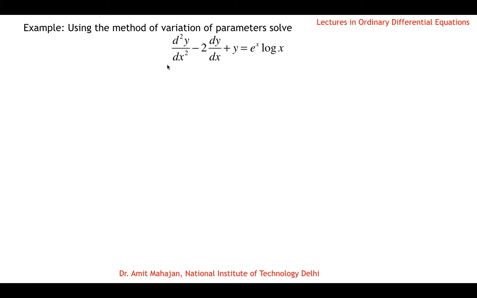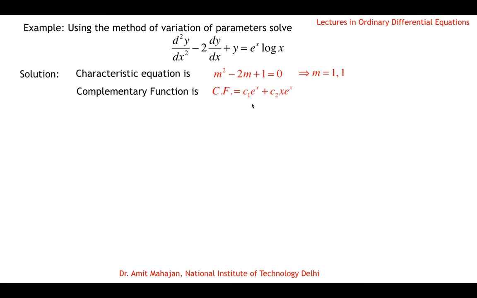Okay, so again first write the characteristic equation, which is m square minus 2 times m plus 1 is equal to 0. Okay, so the homogeneous equation is to be solved for finding the complementary function. So the characteristic equation has two roots, both real and equal, 1 and 1. So the complementary function is c1 e power x plus c2 x times e power x. Okay, so c1 e power x, c2 x times e power x.